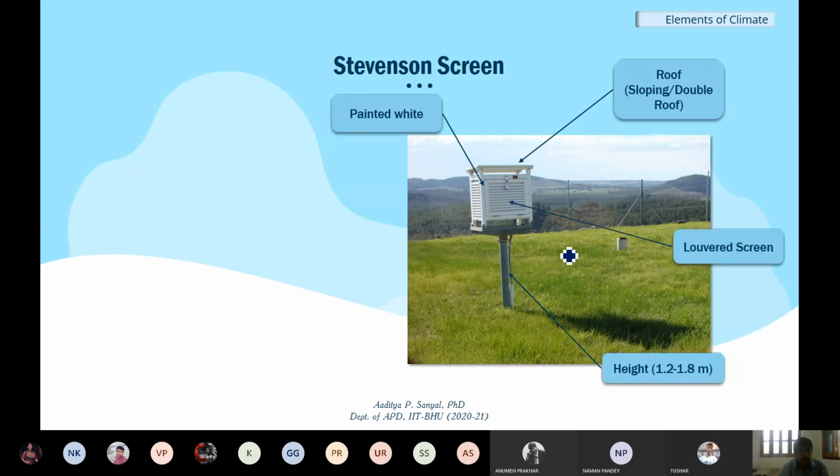It can be recorded, the louvered screen, for the purpose of ventilation. A grass surface, grass, not a barren land. Why grass? So that the ground does not reflect heat. The heat that is reflected is rather low, that is why grass is used.